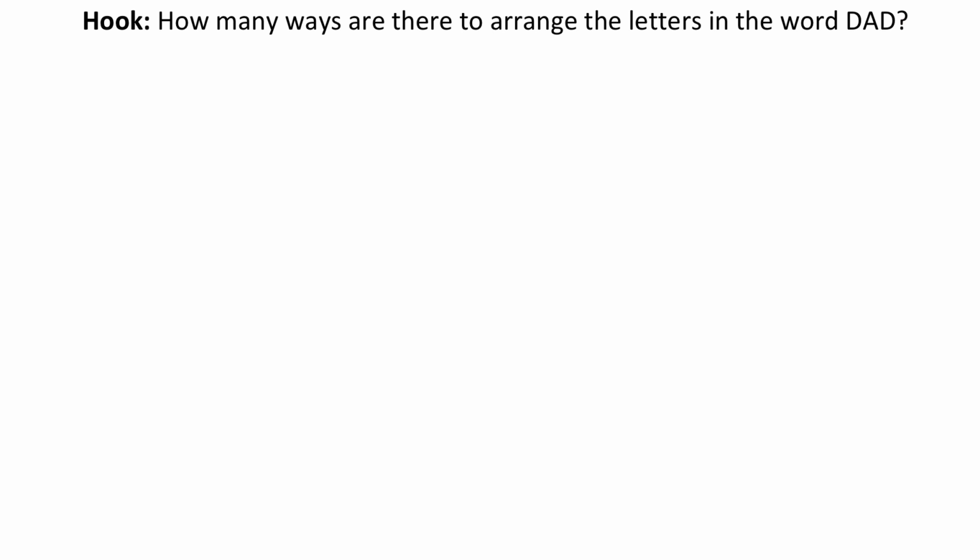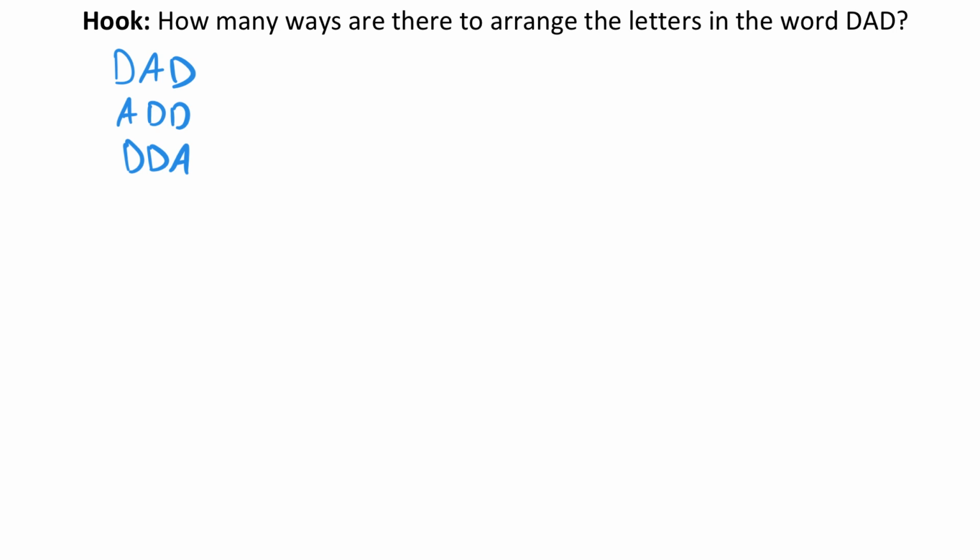Now, when we're talking about arranging the letters, it doesn't have to spell an actual word. We're just looking at different arrangements of the letters. And so we could try to write them all out. We would have, of course, D-A-D, just putting the letters how they are. We could put A-D-D. We could try D-D-A. And then I think that's it. I think those are the only options I can think of.